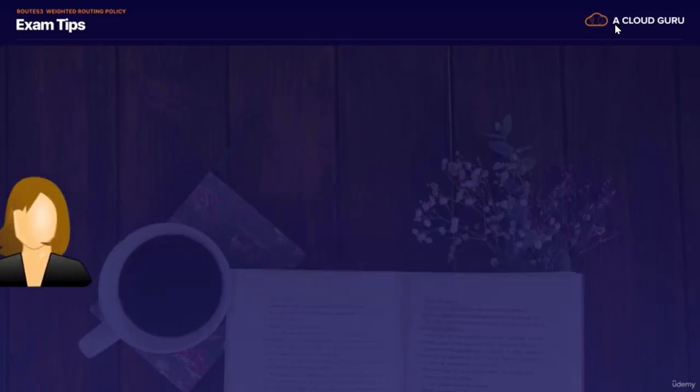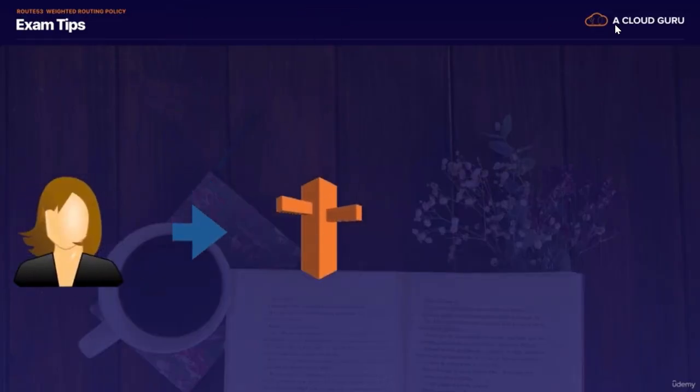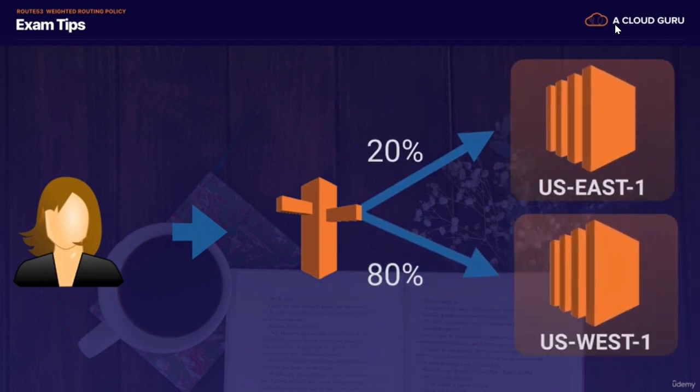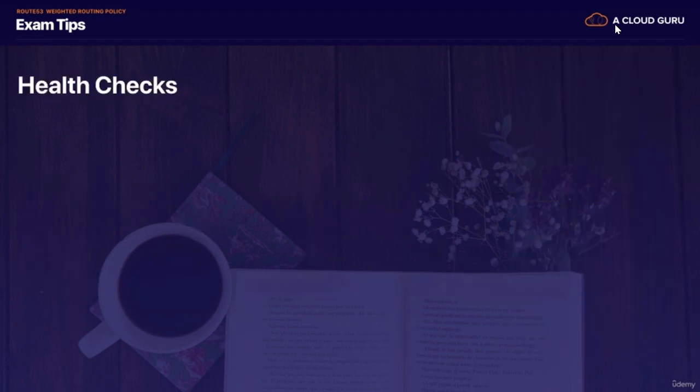So weighted routing is really, really simple. Again, we have our user, and they visit Route 53, and then Route 53 will essentially send the traffic to different regions around the world based on the weights that we supply. And essentially what it does is it adds up all the weights in the record set, and then it apportions it off appropriately.